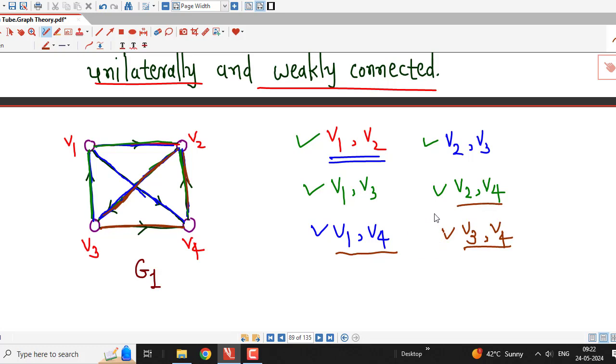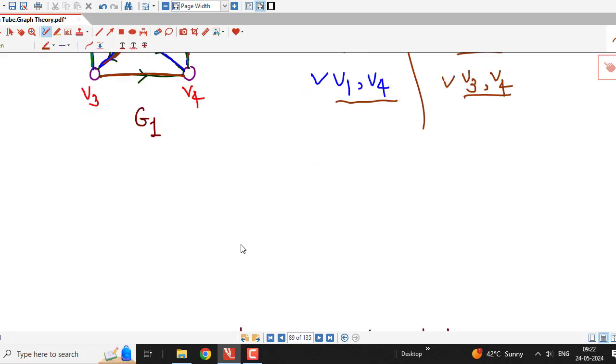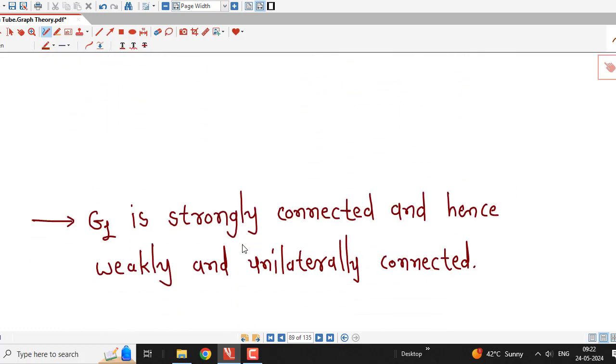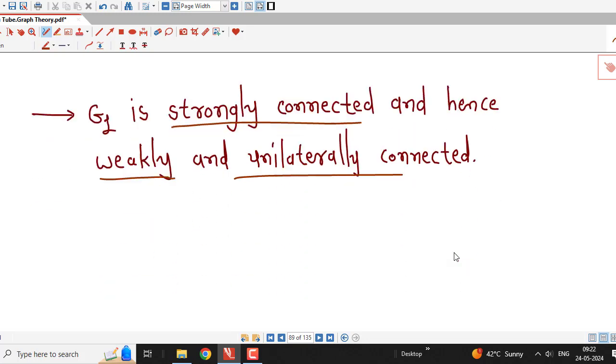So we have checked all pairs of the nodes of this diagram, and for every pair both the nodes are reachable from each other. Therefore this graph G1 is strongly connected, and if it is strongly connected, it is weakly as well as unilaterally connected.